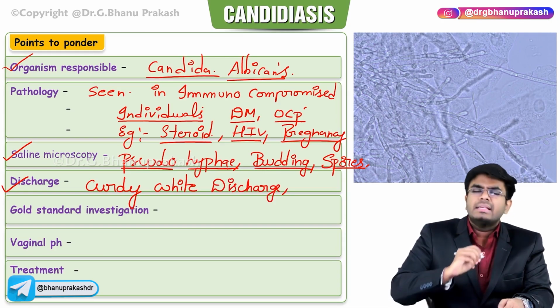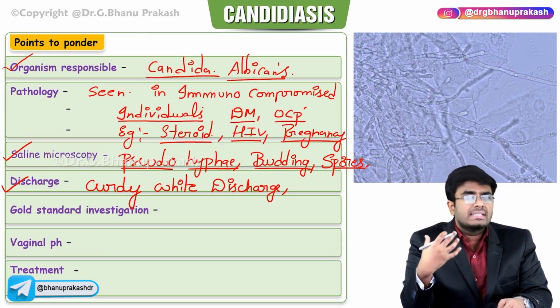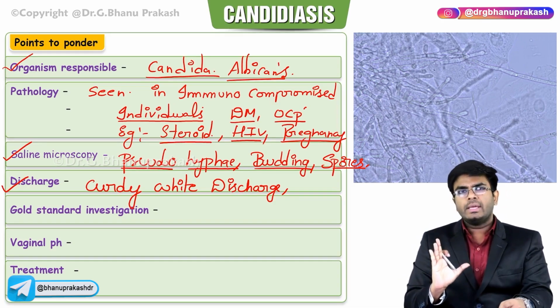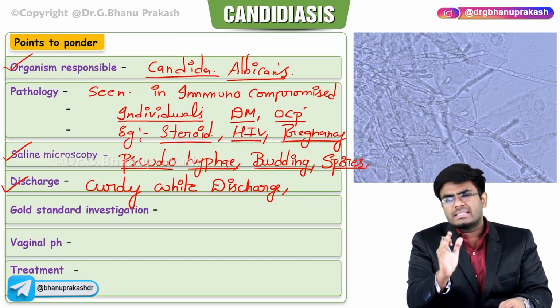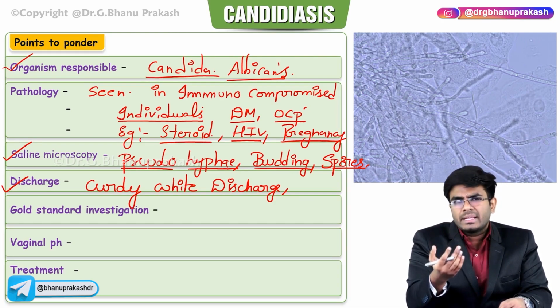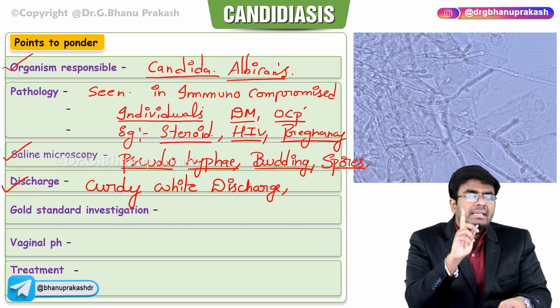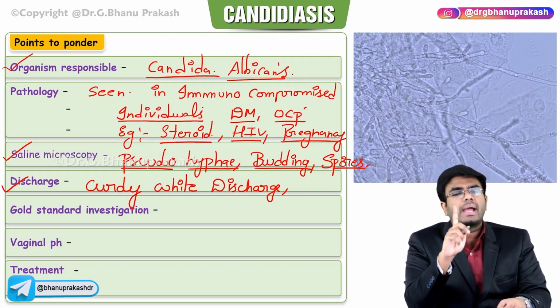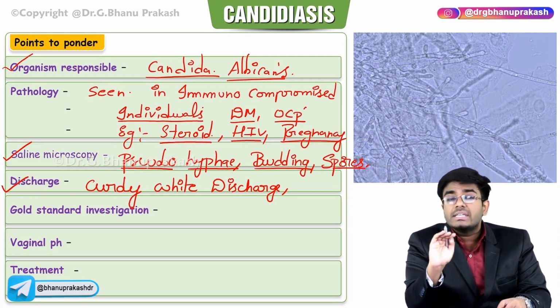Okay, and is there any other clinical feature seen with these females? Bacterial vaginosis, only discharge, and sometimes dysuria can be there. But in bacterial vaginosis, is there itching? Itching is present in bacterial vaginosis? Absolutely no, itching is not present.